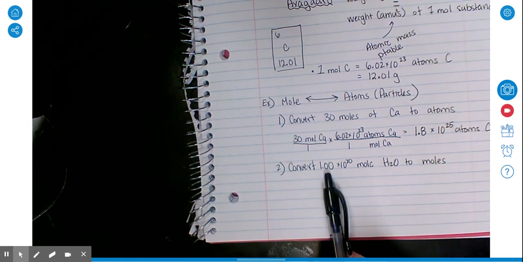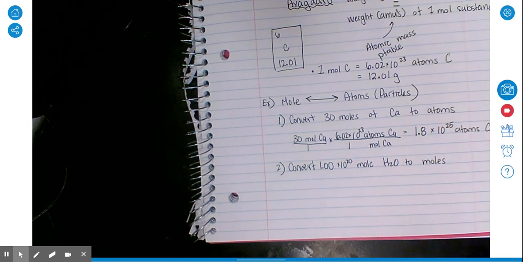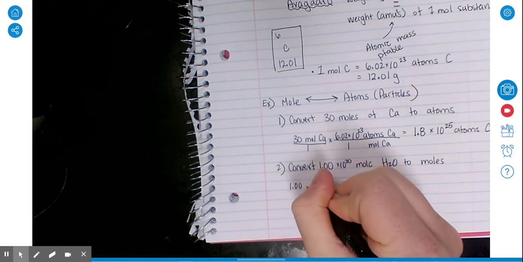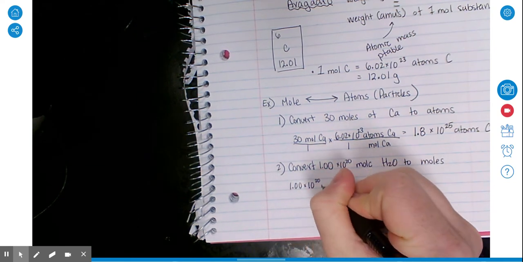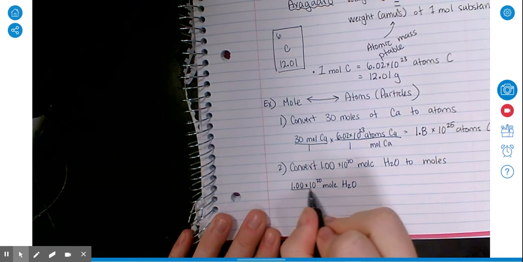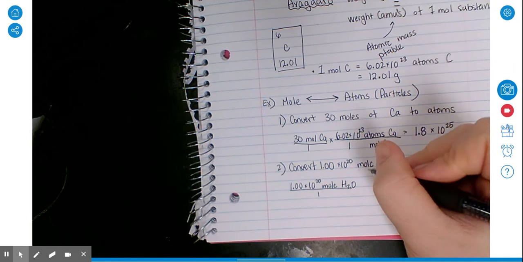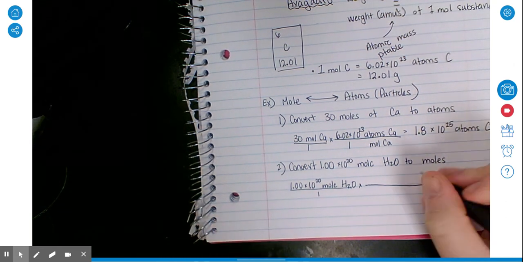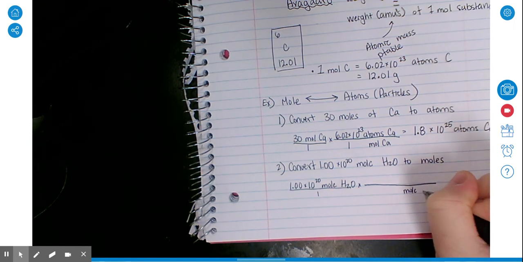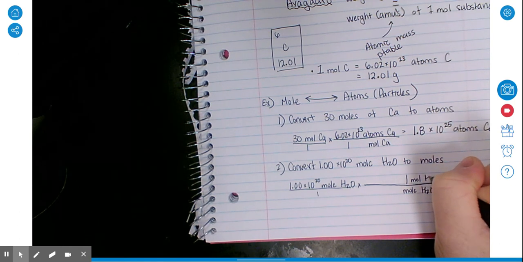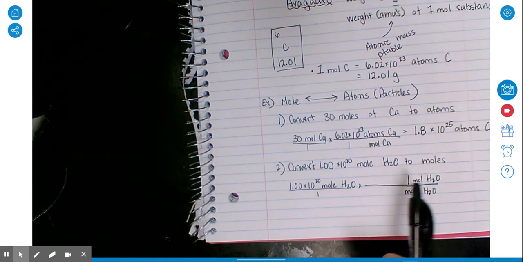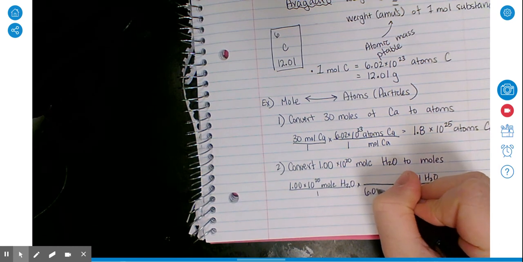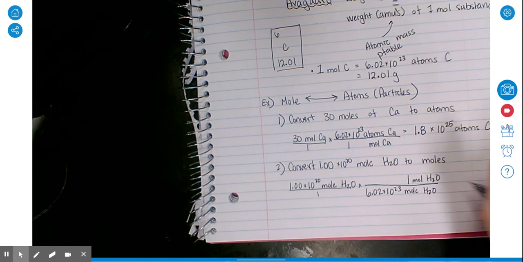Identify what we're starting with. I'm starting with 1 times 10 to the 20th molecules of water. And my goal is to get to moles. I can do that through our mole bridge. Molecules of water needs to cancel. And I get 1 mole of water. The 1 will always go with the mole label. The 6.02 will always go with the atoms or molecules.